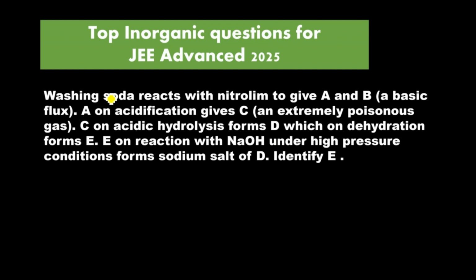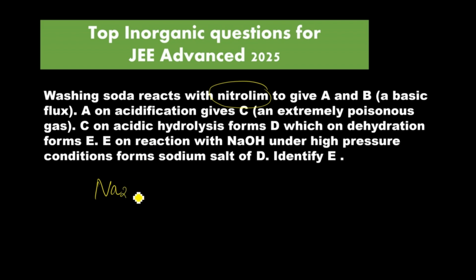Okay. Then washing soda reacts with nitrolim to give A and B. To know this question, you must know what nitrolim is, right? To give A and B, B is the basic flux. A on acidification gives C, that is an extremely poisonous gas. C on acid hydrolysis forms D, which on dehydration forms E. E on reaction with NaOH under high pressure conditions forms the sodium salt of D. So the reaction is very simple once you know what nitrolim is.